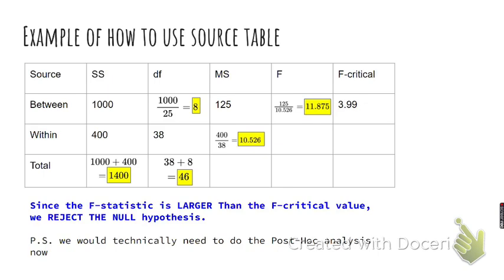And then our actual conclusion is, since the F statistic is larger than F critical, we reject the null hypothesis. I gave you no context here, so you don't know what the null hypothesis is, but whatever it is, we reject it because 11.875 is, in fact, greater than 3.99. We're not going to do the math because I don't want this video to be 2 hours, but since we reject the null hypothesis, we would technically need to run the post hoc analysis with the Bonferroni correction and the number of piecewise comparisons.